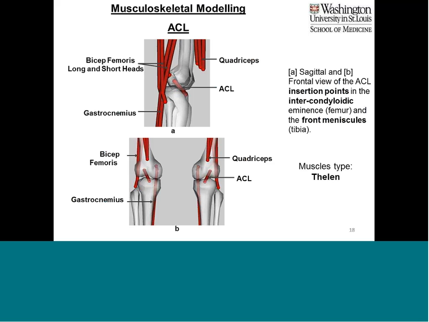So where did I place the ACL? I placed the ACL into the insertion points in the intercondylar eminence of the femur and the front of the meniscus of the tibia. And here is a sagittal and frontal view from the OpenSim environment on how I modeled this into the existing OpenSim gait model.